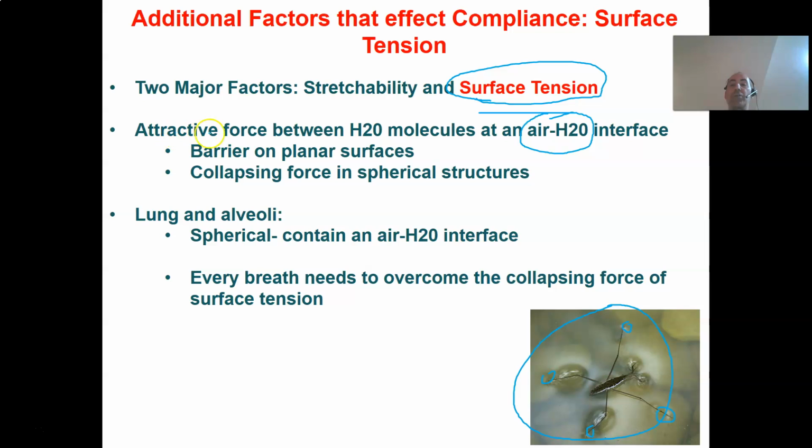So what does it say here? Attractive force between H2O molecules at the air-water interface. The barrier on planar surfaces, which allows this to happen. Collapsing force in spherical structures. So in flat water to air interfaces, it becomes a barrier, and that allows bugs to walk on water. But in spherical structures like the alveoli, this surface tension actually increases the ability for alveoli to collapse, which is not a good thing.